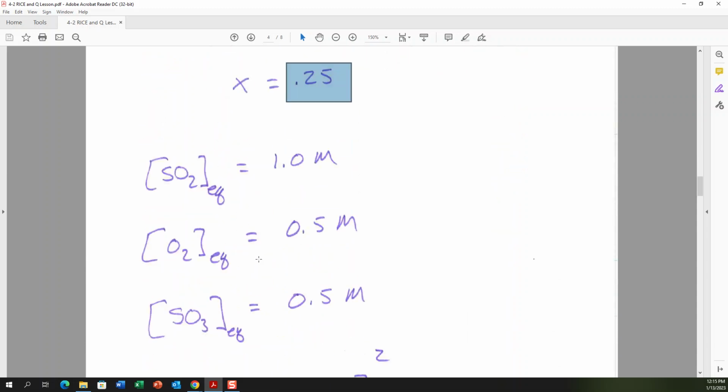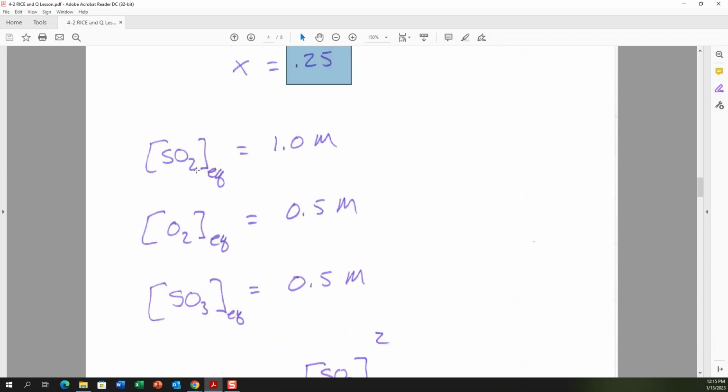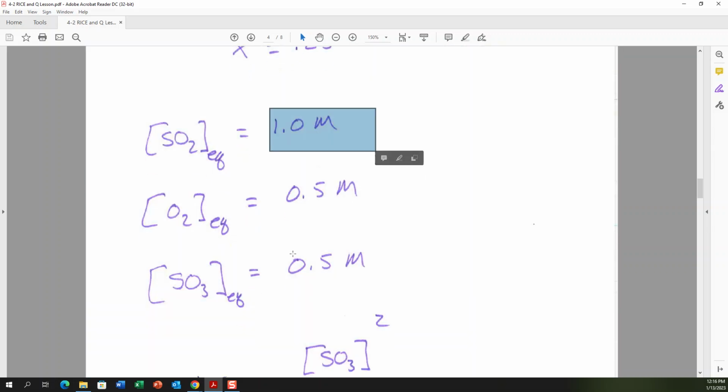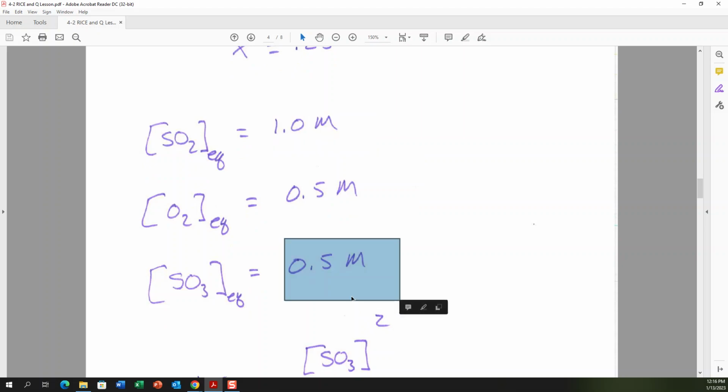All right, so we do the math and we get our equilibrium concentration of SO2, our equilibrium concentration of oxygen, and our equilibrium concentration of SO3. So we knew the oxygen already, and we used our RICE chart to figure out the equilibrium concentration of SO2 and the equilibrium concentration of SO3.